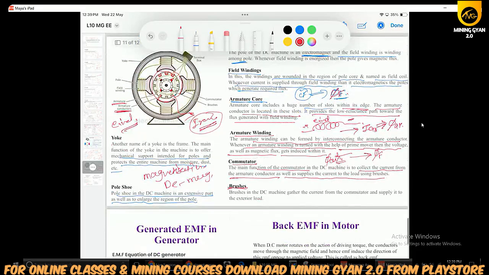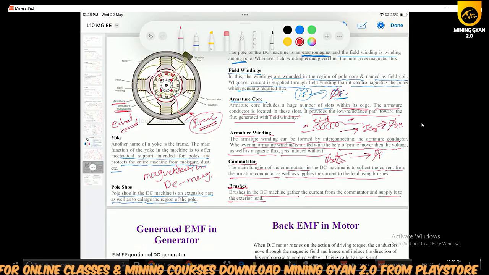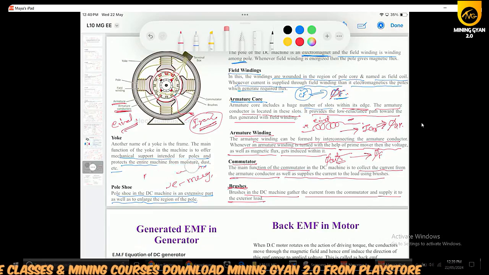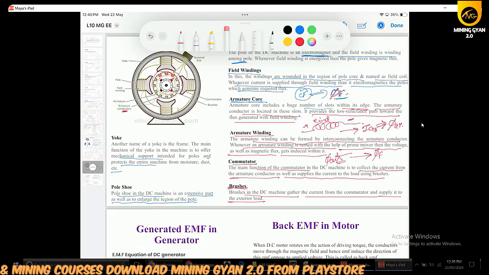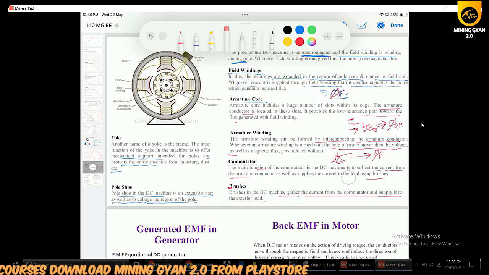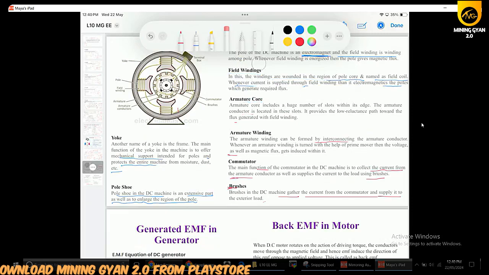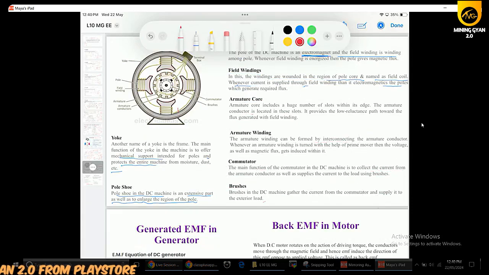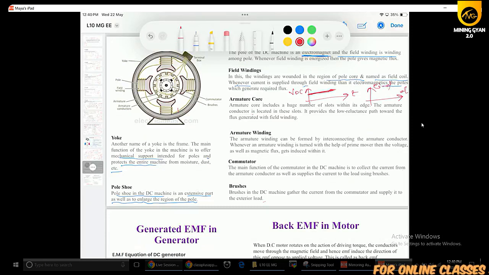And what are the brushes? Brushes in the DC machine gather the current from the commutator and supply it to the exterior load. One thing I wanted to tell you is that the induced EMF will be alternating in nature. But this is the DC machine, so we want to have the DC voltage and current like this. If it is VDC, obviously it should be constant with respect to time, but the induced EMF is alternating in nature like this.